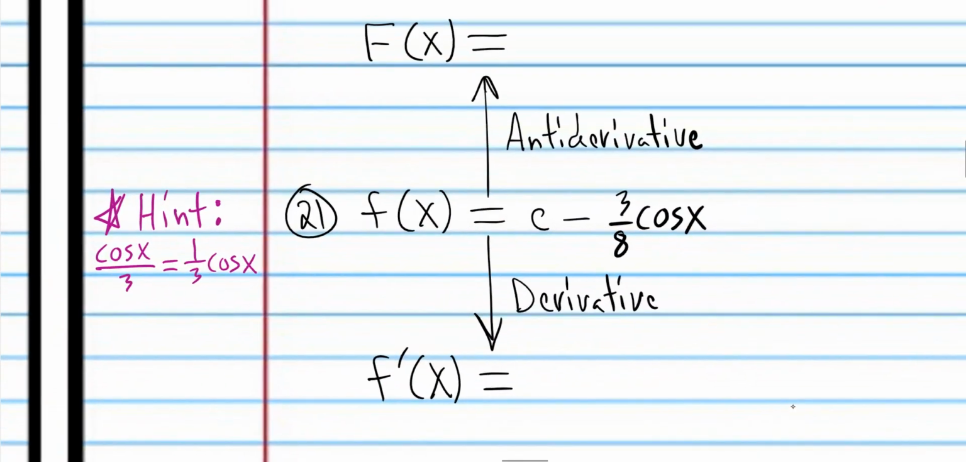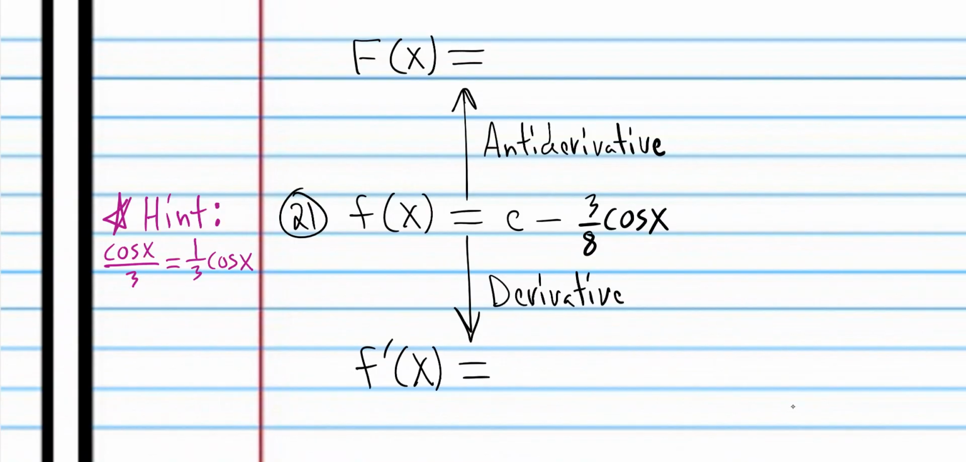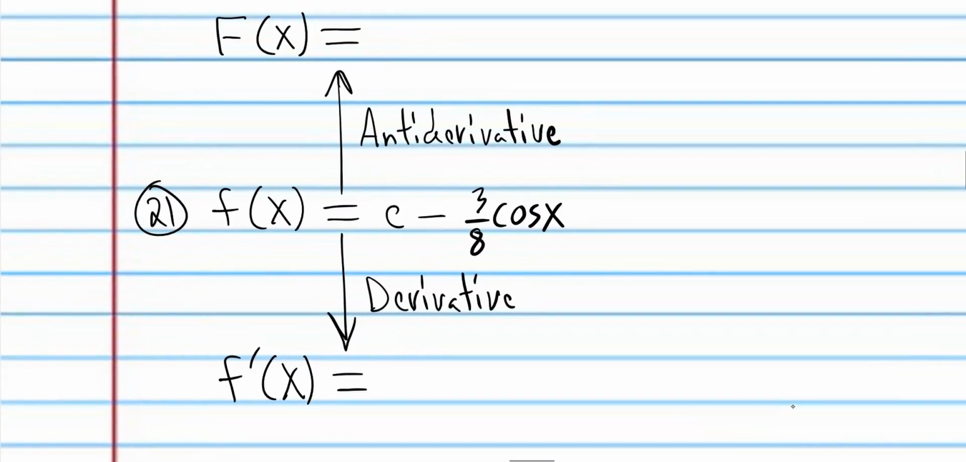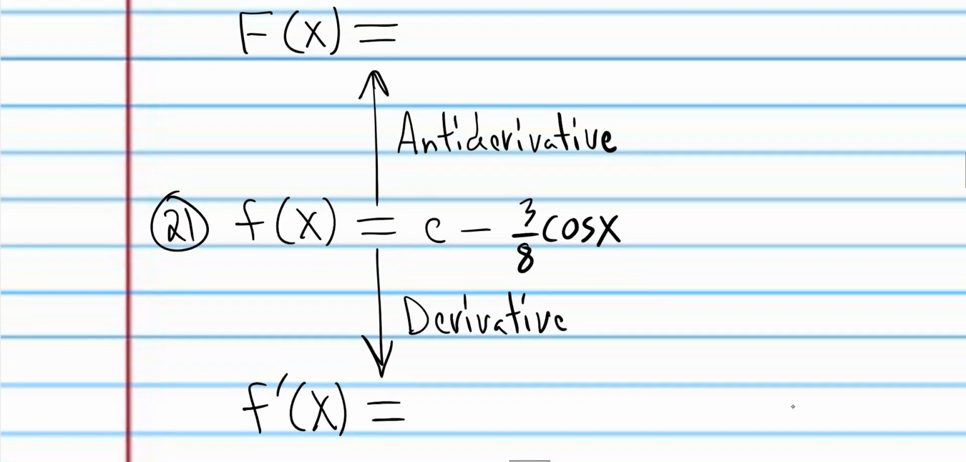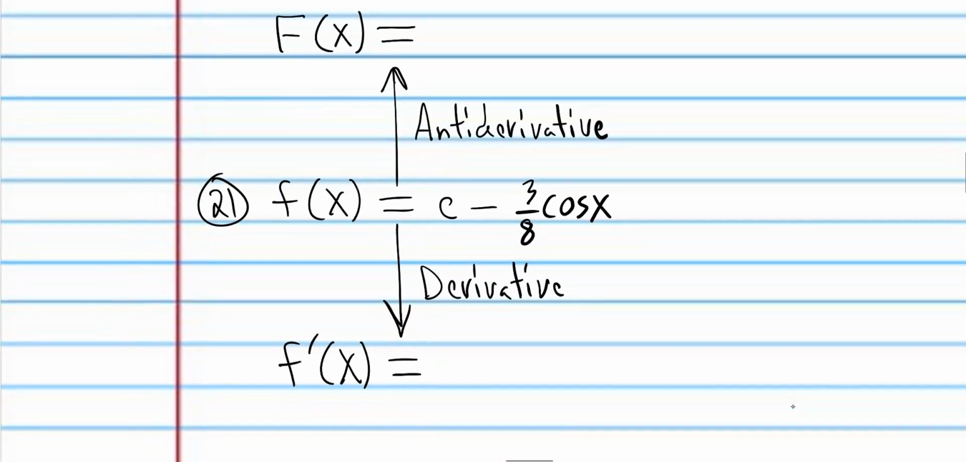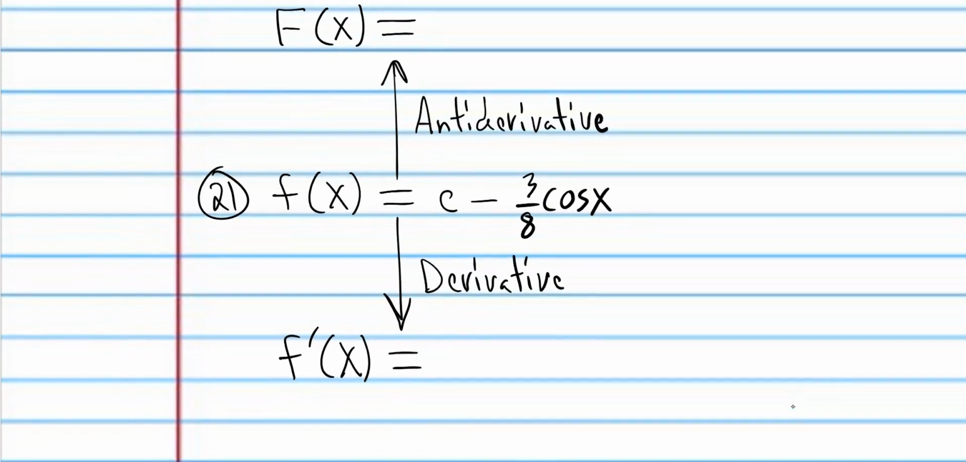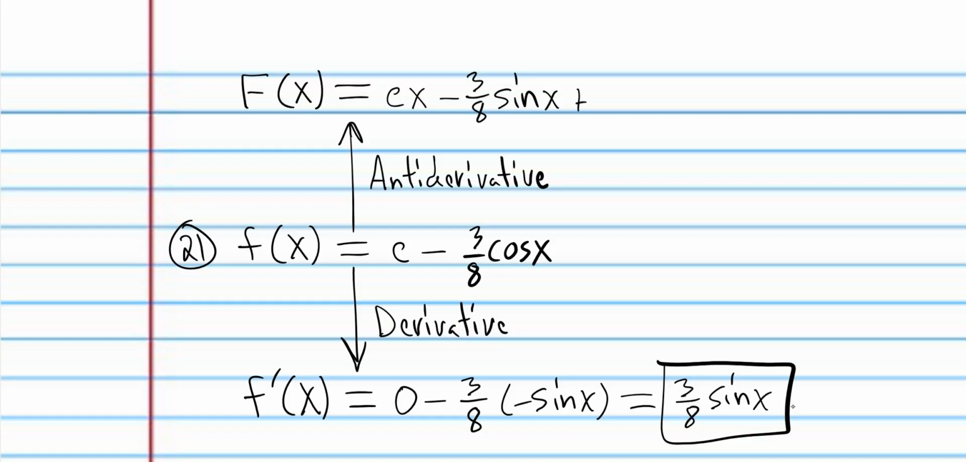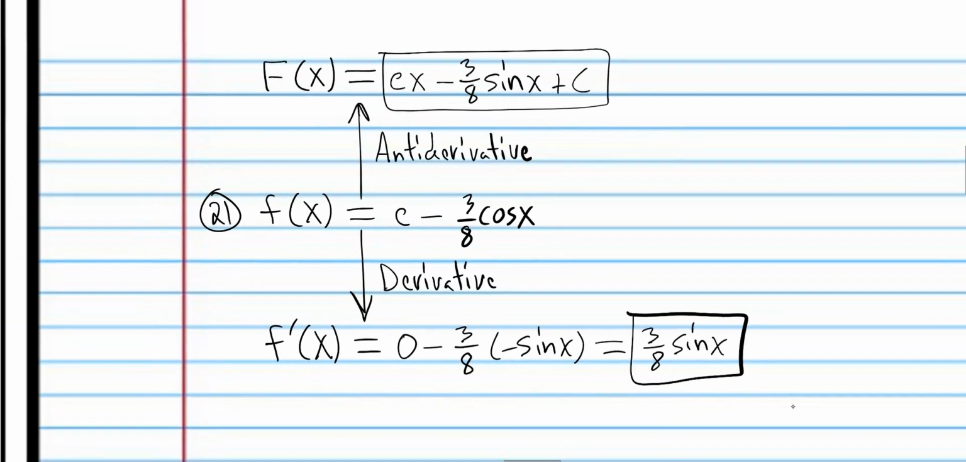Okay, I want you to try number 21. Go ahead and attempt this problem. And remember, e is just a constant. That's Euler's number. So try number 21. When you come back, we'll do it together. Okay, we're back. And then we have to add our c value. So if you got that right, excellent.